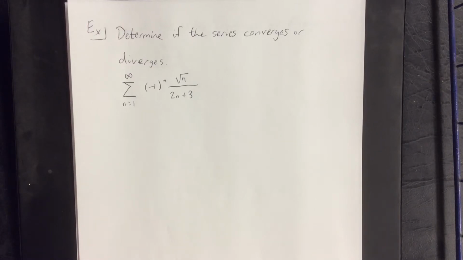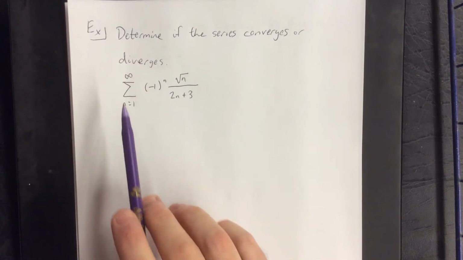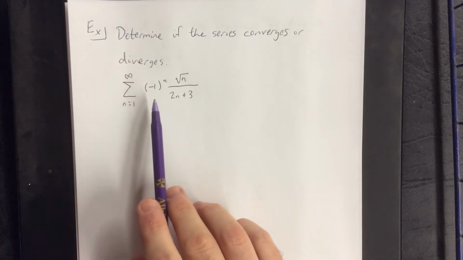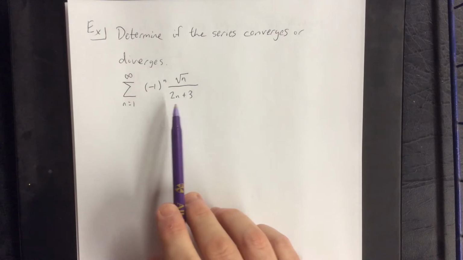Next up, let's view a couple more examples of the alternating series test. So first up, we're going to determine if the series converges or diverges, and our series is the sum from n equals 1 to infinity of negative 1 raised to the n power times the square root of n over 2n plus 3.